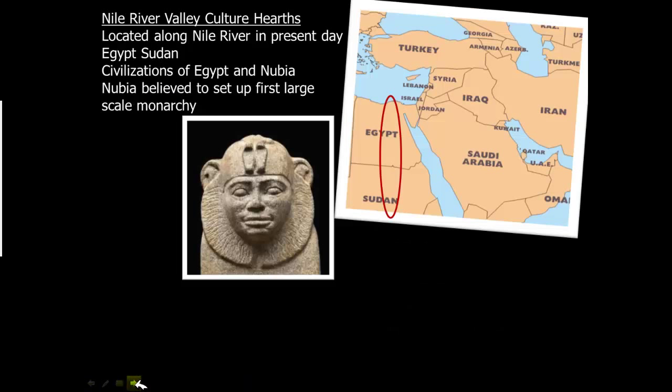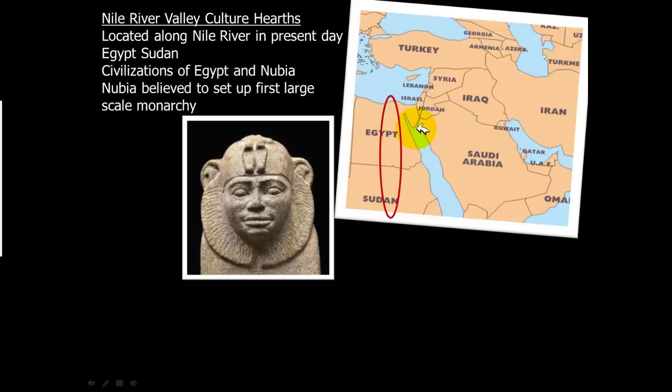That brings us to the Nile River Valley cultural hearth. And once again, when we're discussing the Nile River Valley, we mean the area along the Nile River from Egypt to the Sudan. So in current day, represented by this circle in current day Egypt and Sudan. So it's located along these lines.